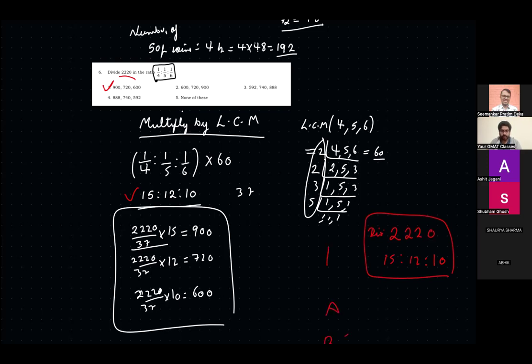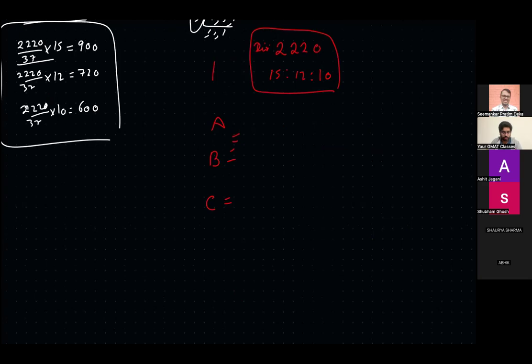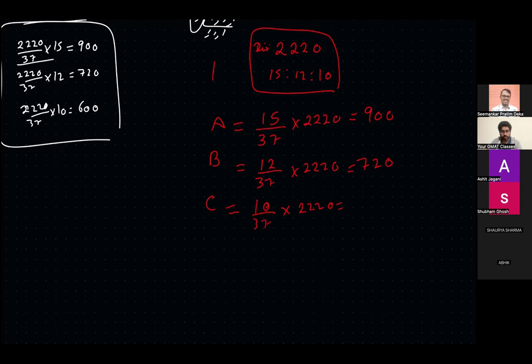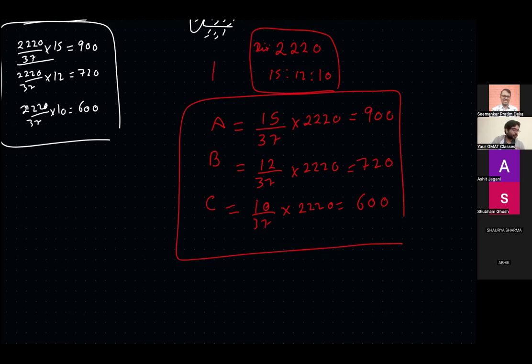So the value of A would be 15 upon 37, because total is 37, into 2220, which will be 900. The value of B would be 12 upon 37 into 2220, which is 720. And finally 10 upon 37 into 2220, which is 600. Is it clear now? Yes or no? Awesome, Abhay.